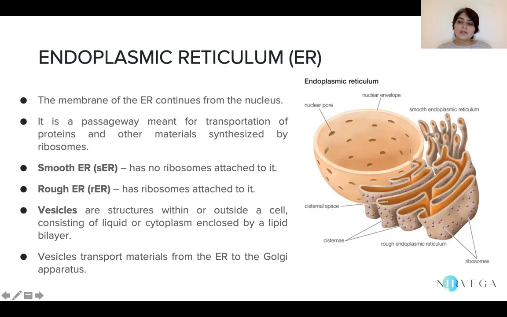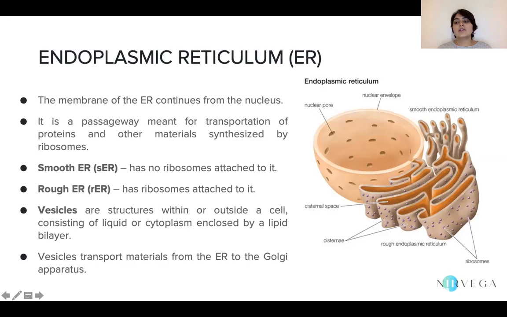Now, once the proteins are formed here, these proteins need to be transported to other parts of the cells, because these proteins are like messages being sent to the other parts of the cells to allow them to understand what functions need to be performed.